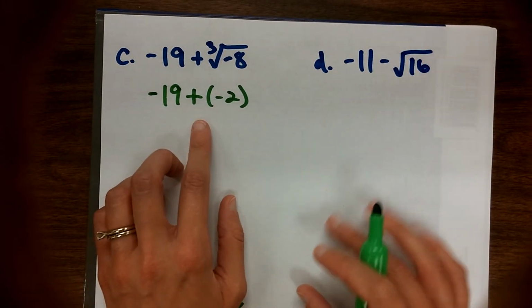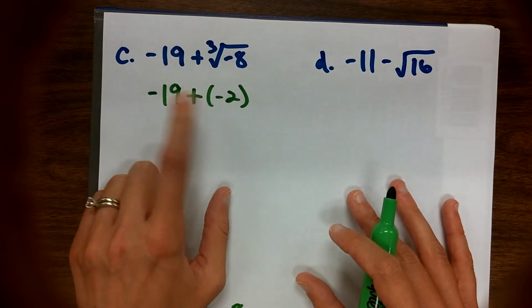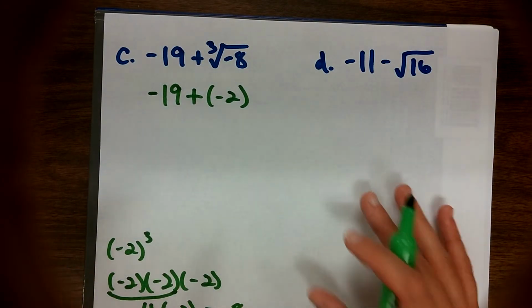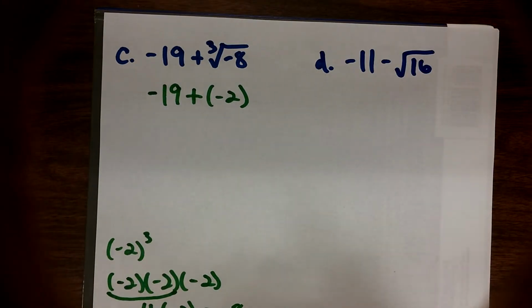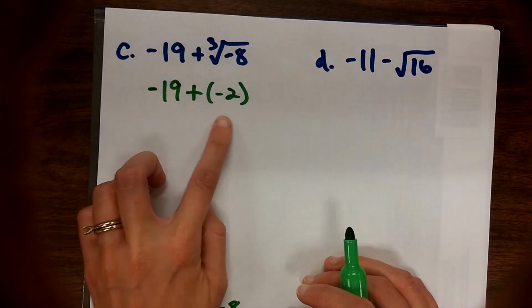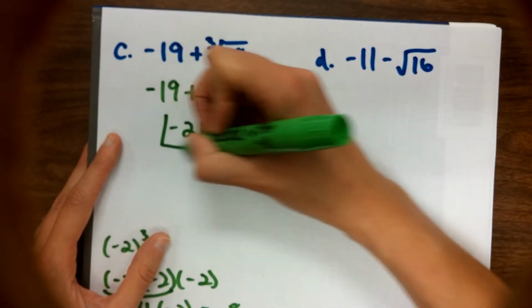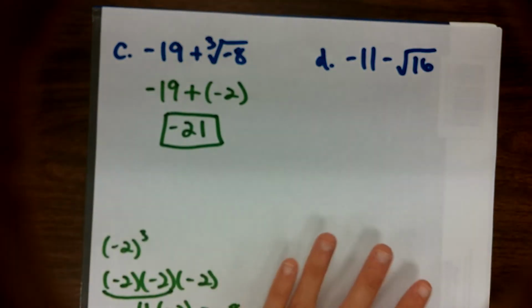And then we're just adding. We have negative 19, and we're adding negative 2 to it. When we add negatives, we just get more negative. We get a bigger negative. So negative 19 and negative 2 together would be a total of negative 21.